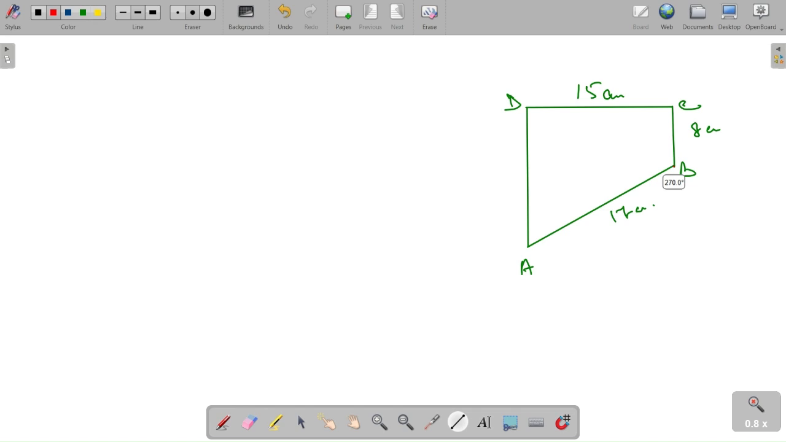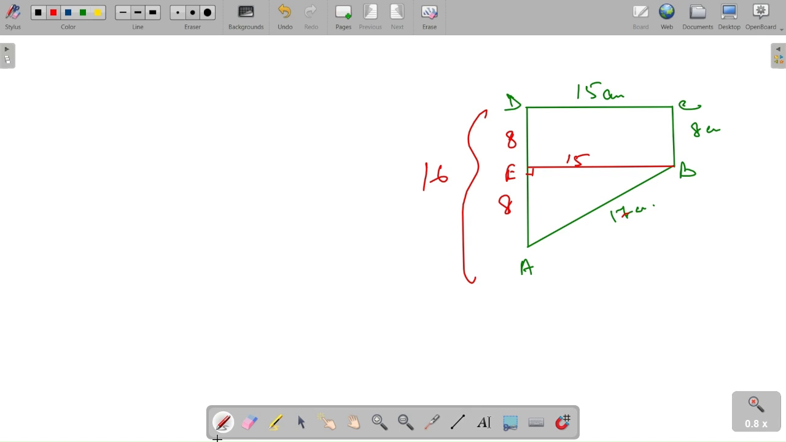Just draw a line parallel to CD here, and say this is E. So this is a rectangle. Therefore, if this is 8, this is 8. And if this is 15, this is 15. If this is 15 and this is 17, what will be EA? Sir, 8. Because 8, 15, 17. So the total is 16.